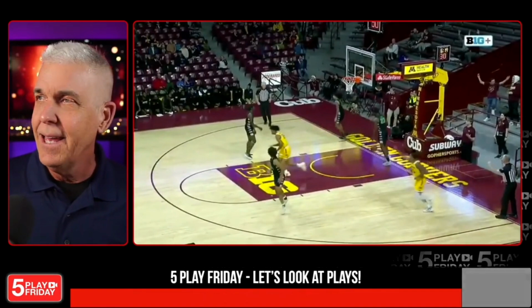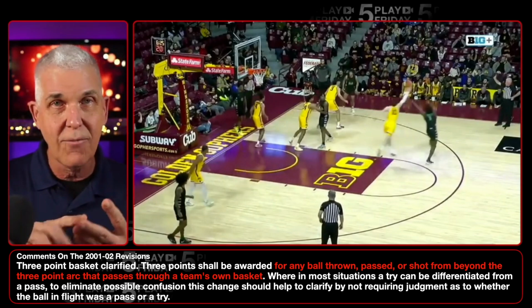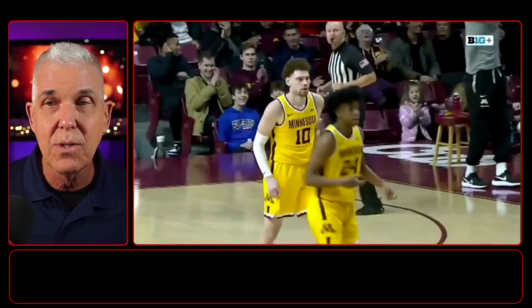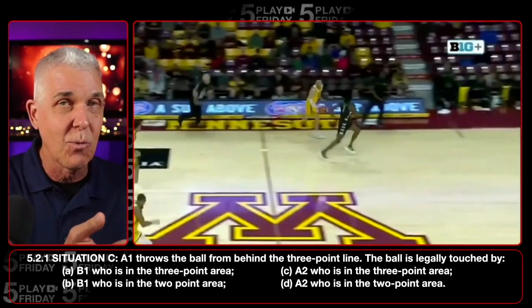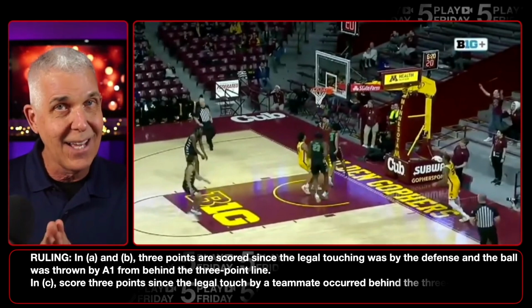National Federation of High School made it very clear that any ball thrown, passed, or shot from beyond the three-point arc that goes through the basket is to be counted as a three-point goal. We have case play 5.2.1 situation C that outlines that. We have interpretations from the past, which you will not find in the rules book, that emphasize that fact as well. So, understanding that this was not a try, but that it passed through the goal at the high school level, should be ruled as a three-point goal.